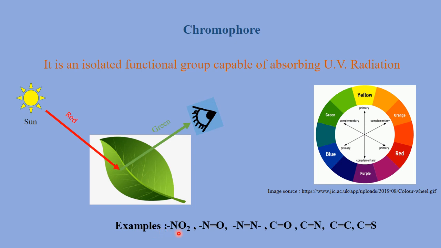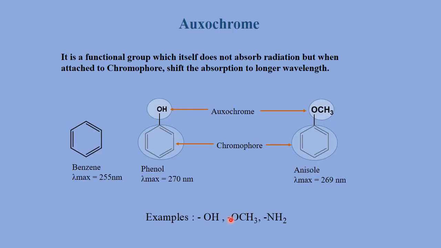Here are some examples of chromophores. NO2 is a chromophore, like the nitrogen-oxygen double bond, nitrogen-nitrogen double bond, carbon-oxygen double bond, carbon-nitrogen double bond, carbon-carbon double bond, and carbon-sulfur double bond. So these are examples of chromophores. So let's see what the auxochromes are.